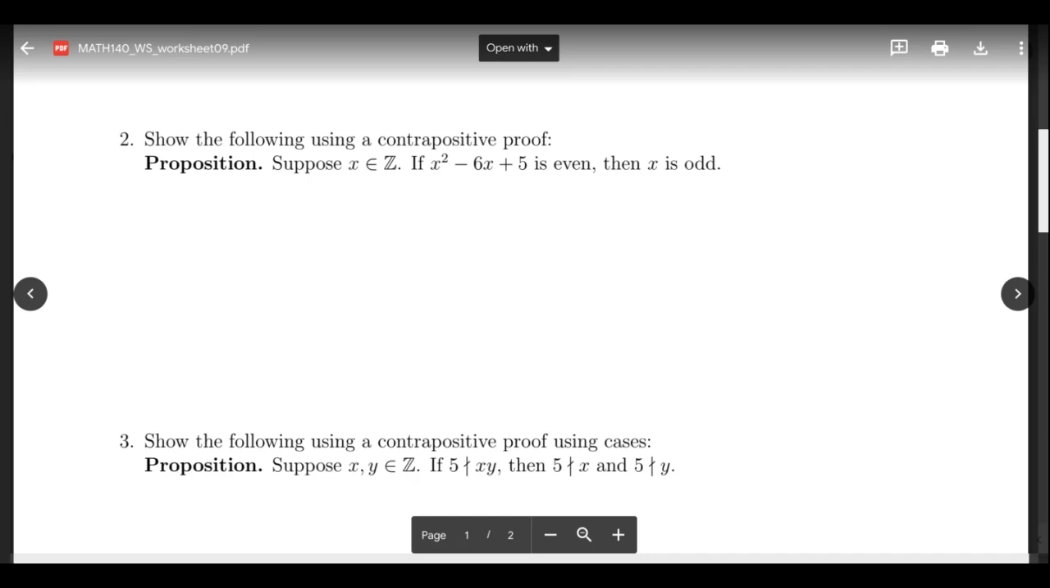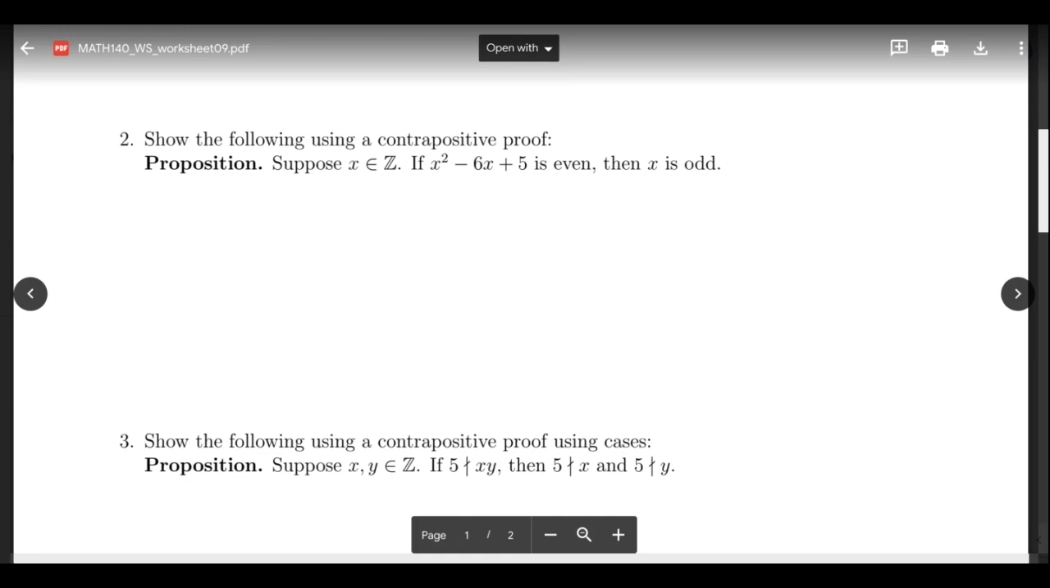Okay, I then assume x is even, then x equals 2a, for a to be an integer. Make sure you define x equals 2a first. Then you substitute, then you have the second step. You substitute into the expression.